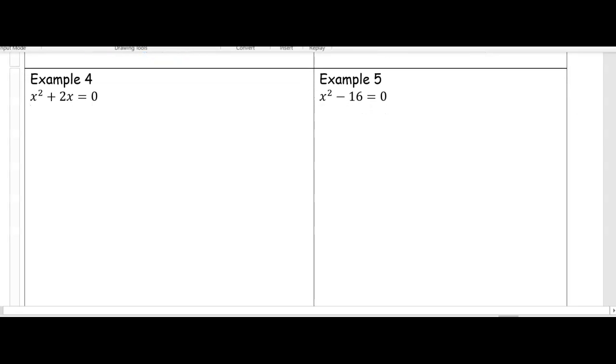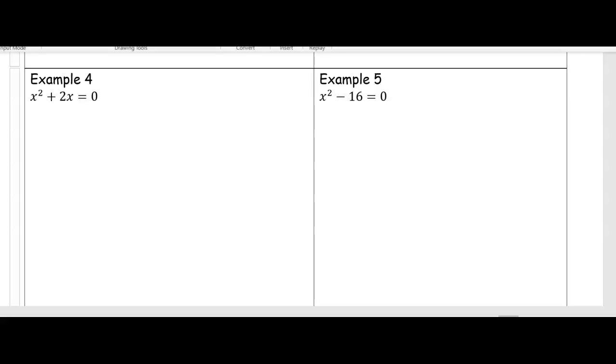Next two examples. So here on the right side we have a 0, which is good. However, on the left side, you don't have a trinomial. You only have two parts. So how are we going to solve it? Okay.